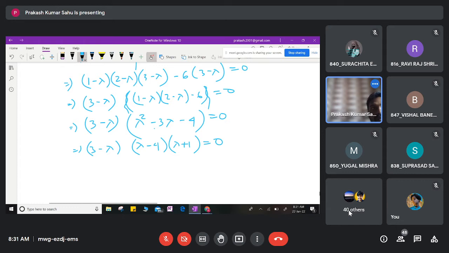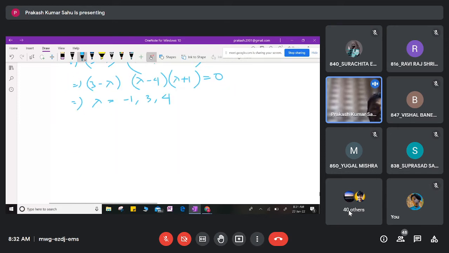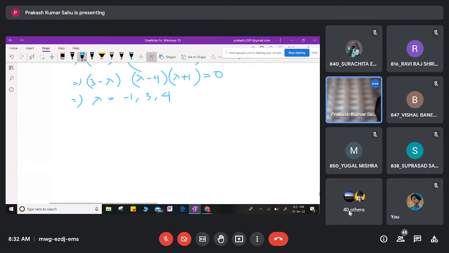Is it correct? So now that implies we can write lambda is equal to minus 1, 3 and 4. So these are the eigenvalues. Now you find the corresponding eigenvectors.